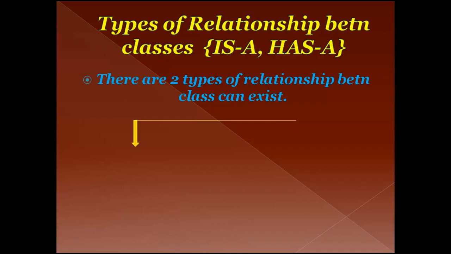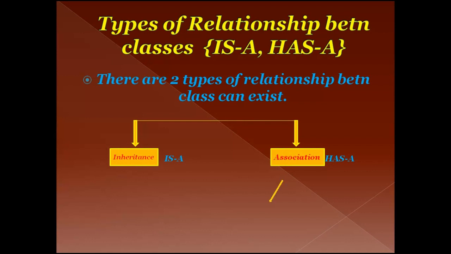One is the is-a relationship, the other is the has-a relationship. We can call the is-a relationship inheritance and the has-a relationship association. So basically these two types of relationship between classes: one is inheritance, that is the is-a relationship, and another one is association, that is the has-a relationship. The association can also be categorized into two types: aggregation and composition. Aggregation is the weak bonding and composition is the strong bonding association.